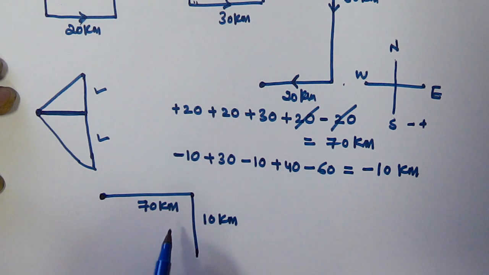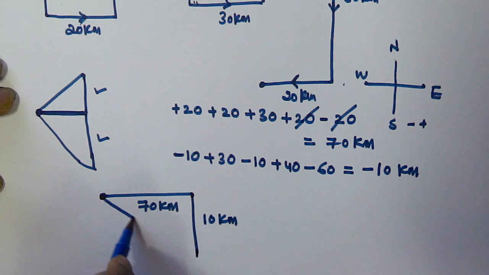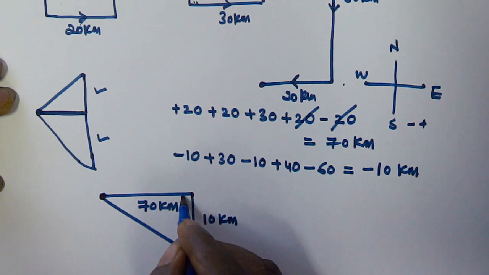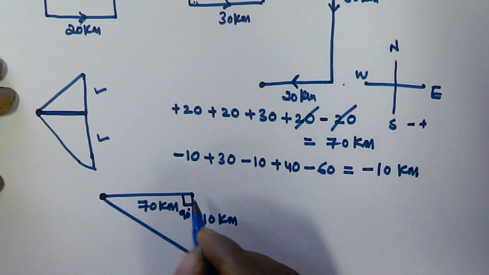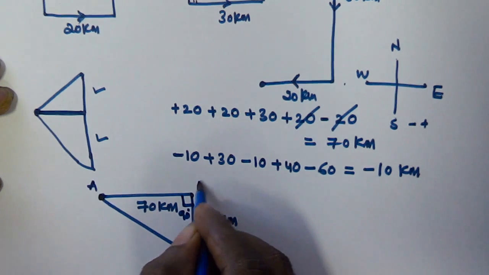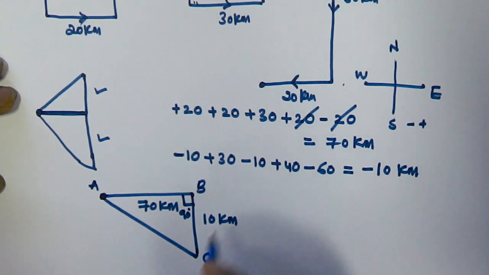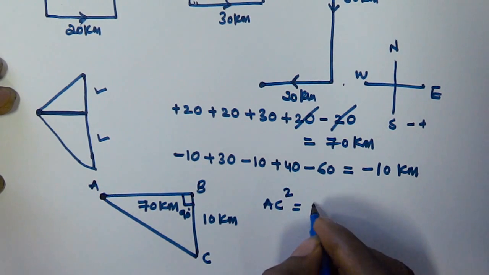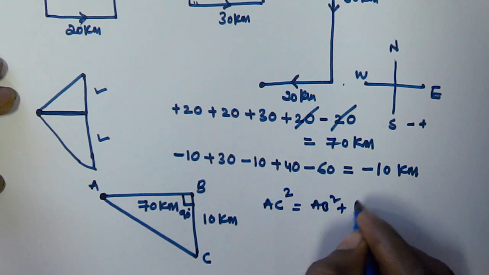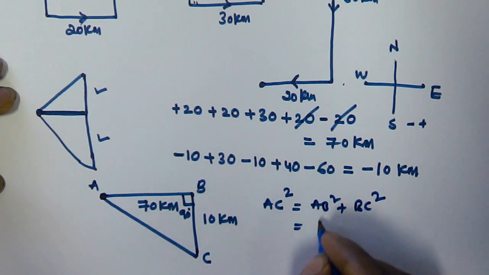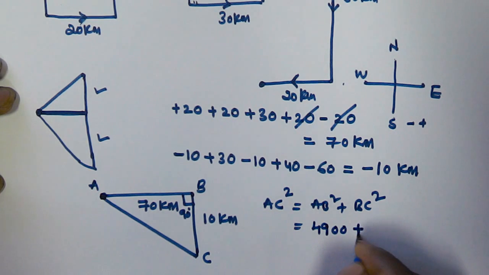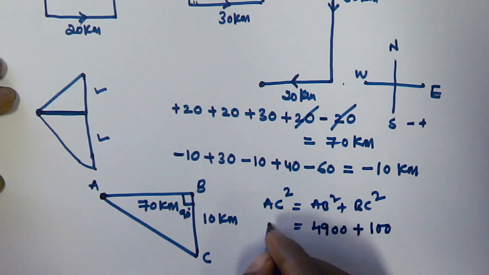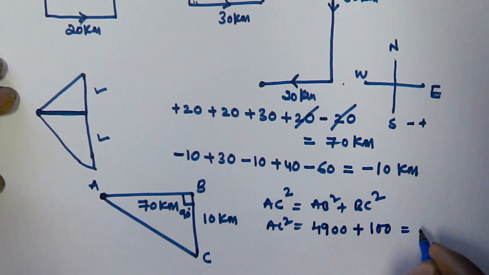Now to find how far he is from the starting point, we have to find this distance. Here it is making 90 degrees, so it is Pythagoras. Let us assume this is A, this is B, this is C. The distance from the starting point is AC. According to the Pythagoras theorem, AC square is equal to AB square plus BC square. AB square is 70 square, which is 4900, plus BC square, 10 square, which is 100. So AC square is equal to 5000.